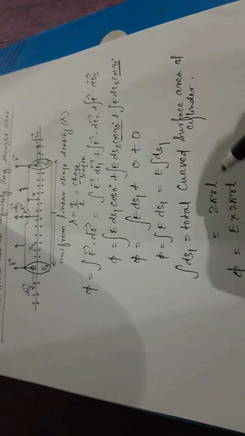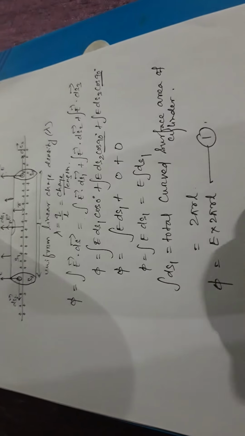Total curved surface area will be how much? This will be 2 pi RL. So phi is equal to E into 2 pi RL. This will be equation 1.